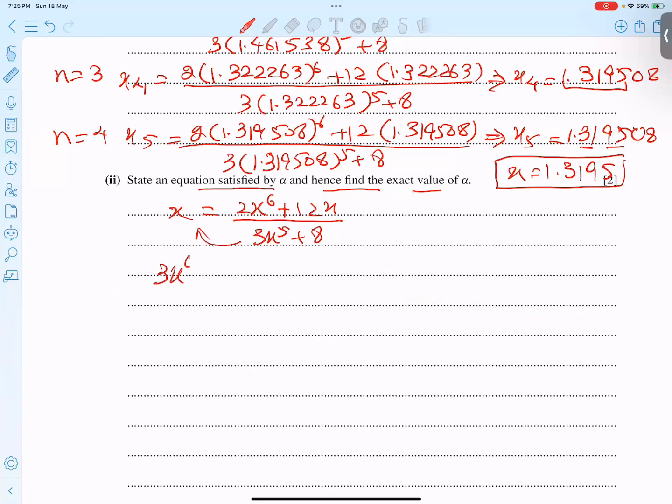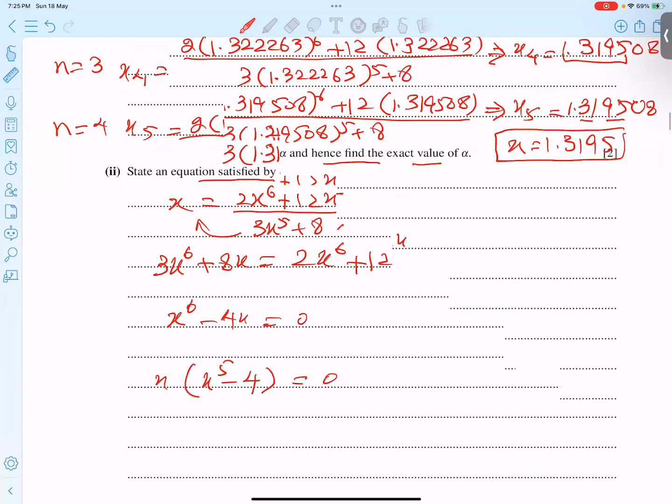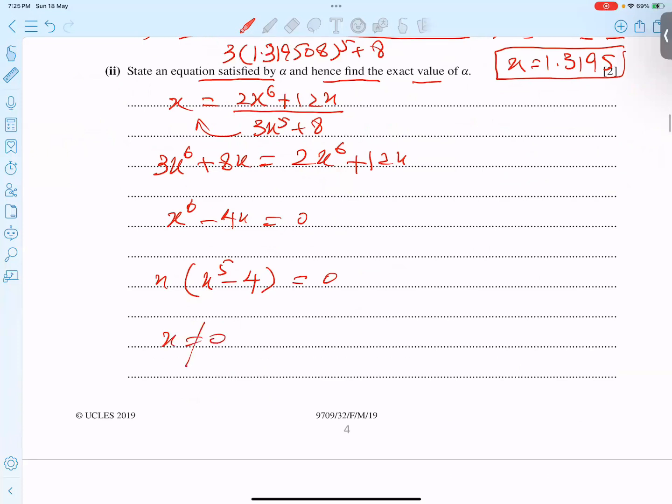So I get 3x to the power 6 plus 8x equal to 2x to the power 6 plus 12x. It comes this side, this comes this side, and I got x to the power 6 minus 4x equals 0. After this, I can take x common. I'm getting x times (x to the power 5 minus 4) equals 0. Either the first part is 0, that is not possible, or the second part is 0, that is the only possibility. I got 4 and take the fifth root of that. And this is my exact value.